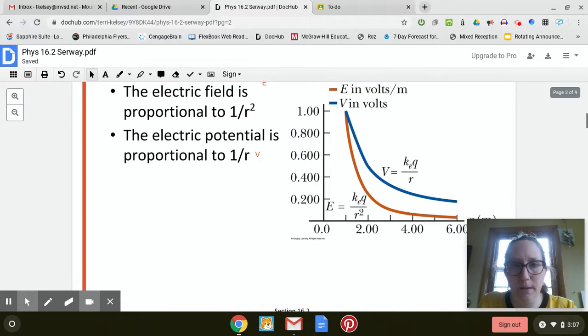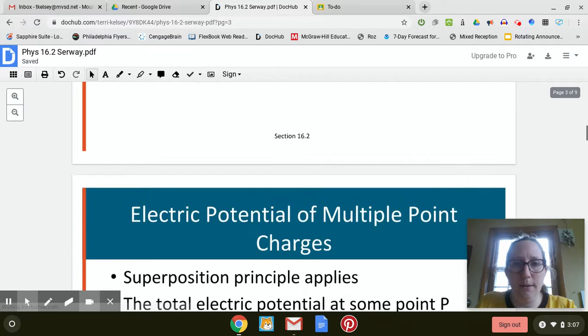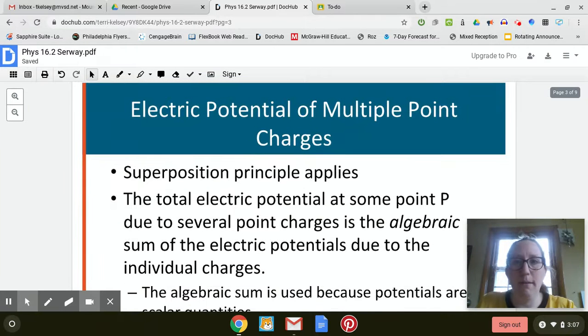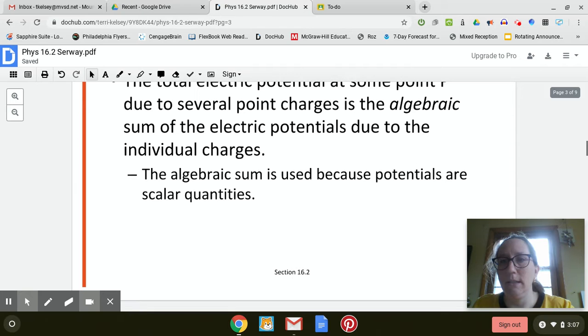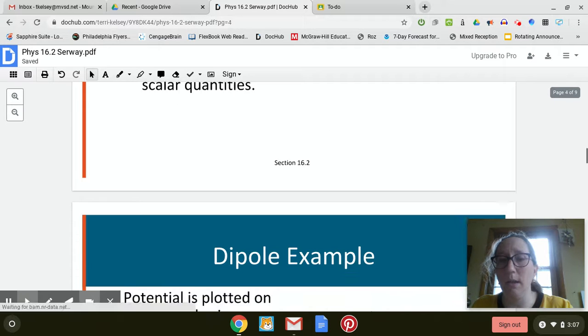So far, so good. Okay, so then if I have multiple point charges, just like Coulomb's law, we're again using superposition, so it's the algebraic sum of all of the charges. Remember, this isn't a vector, so it's much better and much easier. It's just the algebraic sum of all of the potentials of all of the different charges at that point.